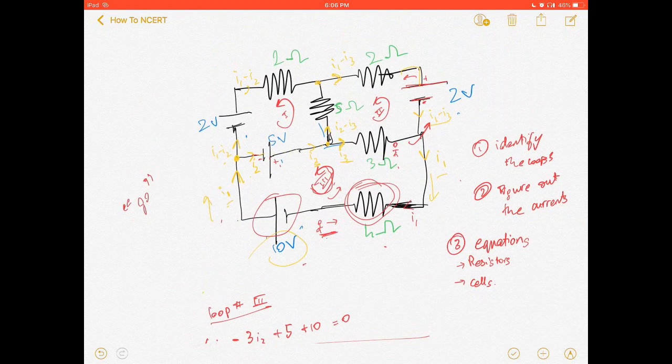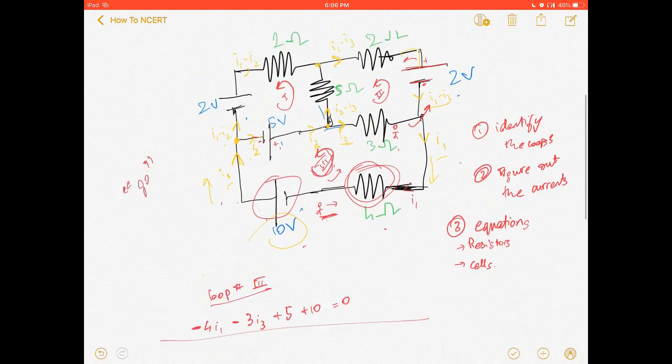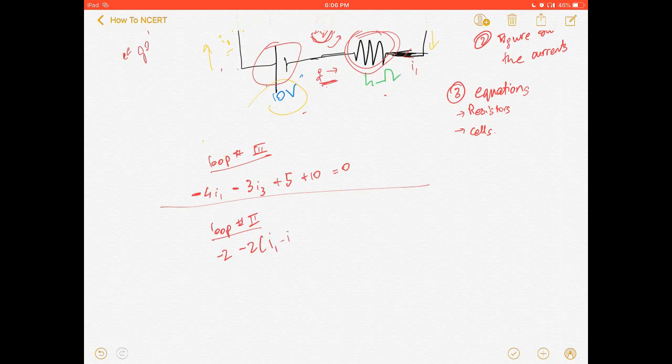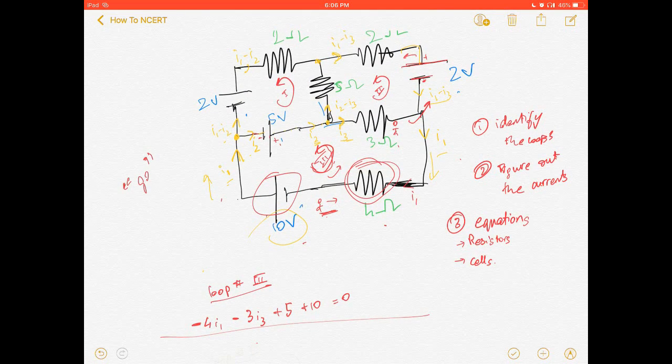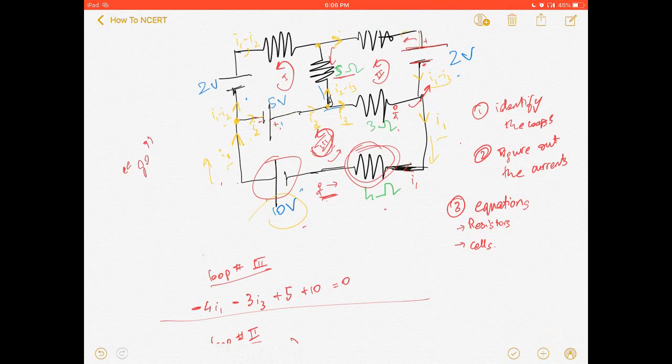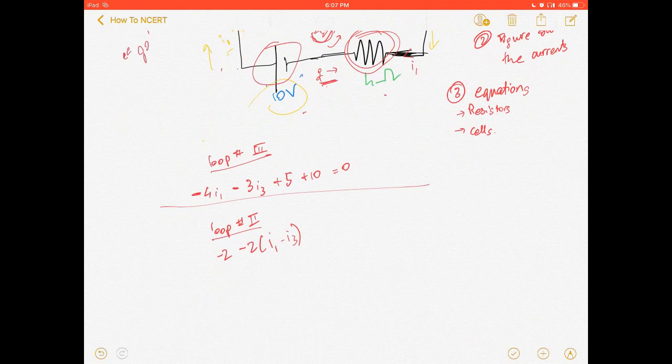In this part, my current is I1 minus I3 and it's in the opposite direction, isn't it? So I am going to have negative 2 into I1 minus I3 at this end. I come down here, I come across a 5 ohm resistor, and my current is I2 minus I3 in the opposite direction. So I'm going to get minus 5 into I2 minus I3.